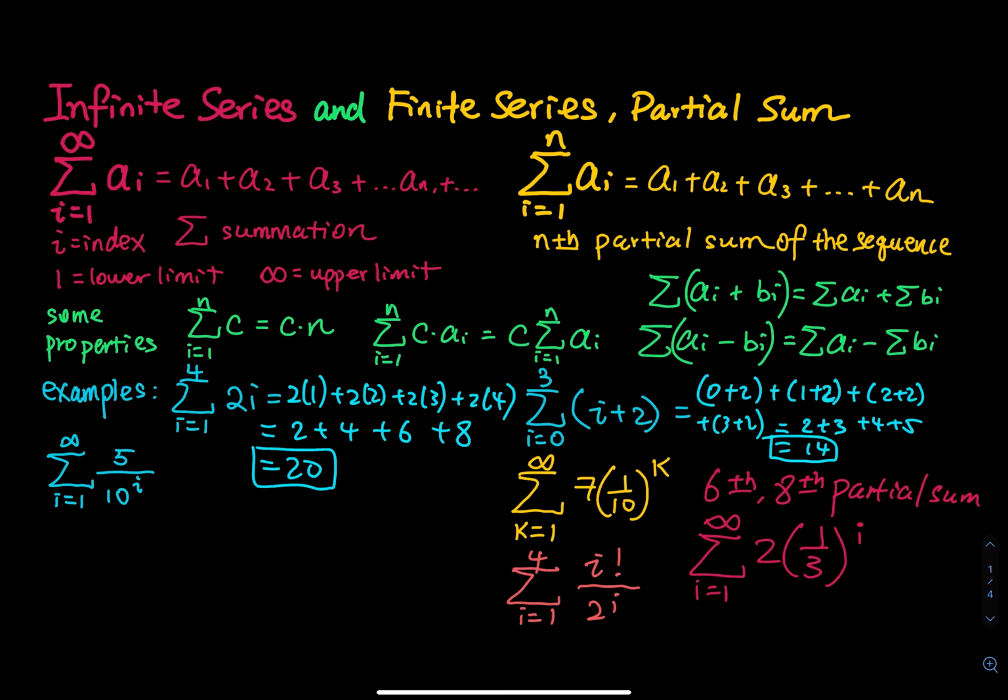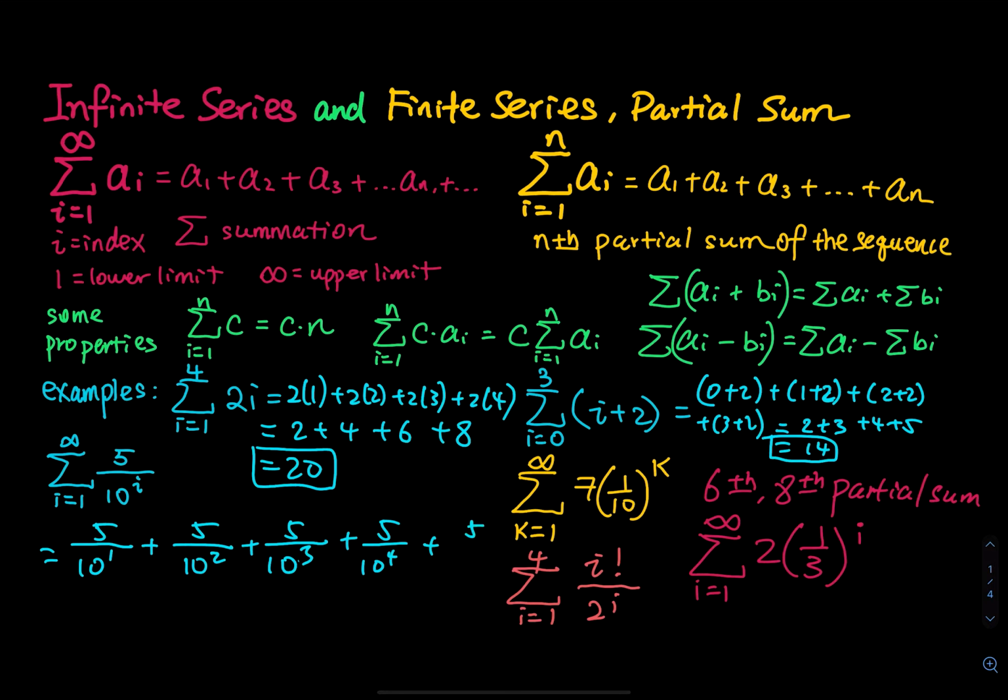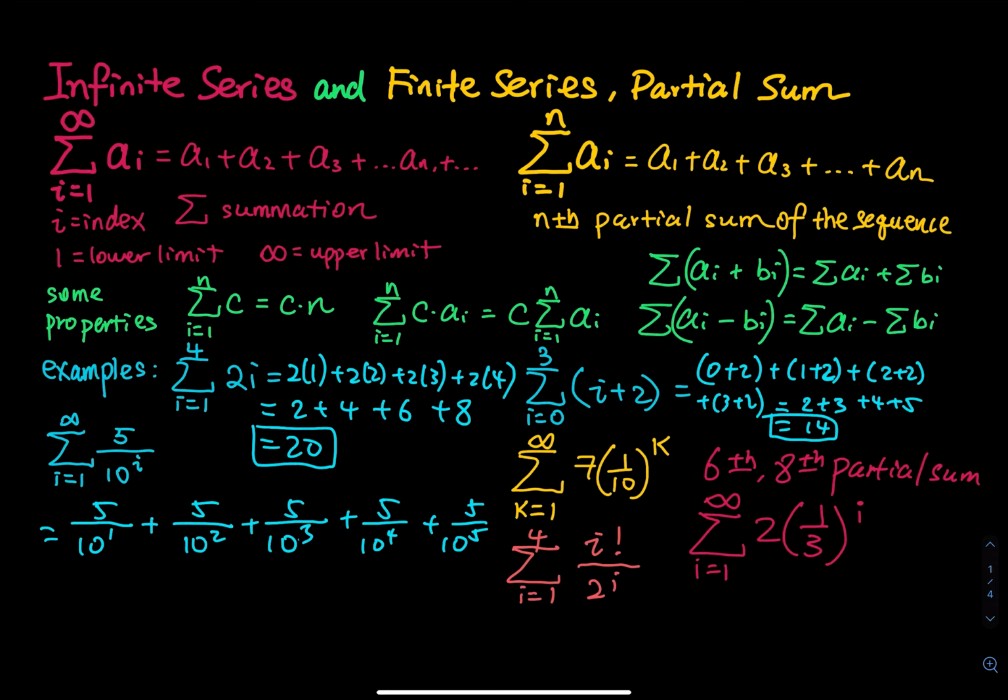So when i is equal to 1, what do we have? We have 5 divided by 10 to the first, 5 divided by 10 to the second, 5 divided by 10 to the third. Okay, you know what? Let's make this a 2 and a 3, and then a 4, and then a 5, 10 to the 5th. Okay, what is that equal to?